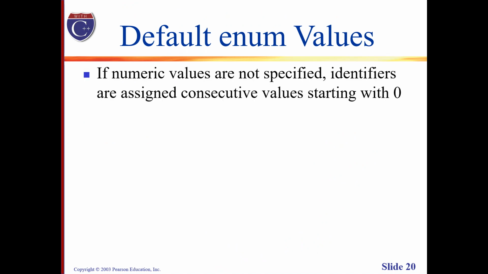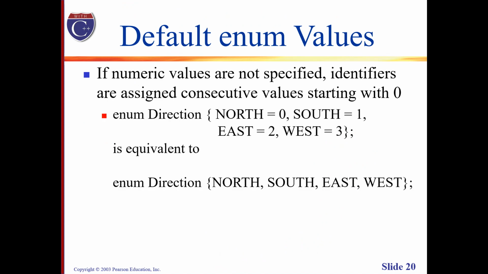We also have default enumerated values. In this case, if numeric values are not specified, identifiers are assigned consecutive values starting with 0. Here's an example. Let's say we can declare this enumeration type as such. But if we write it this way, then by default, these constants will be assigned values of 0 up to whatever is the last element in this enumeration type, which in this case, we have 4. Therefore, it will be numbered as 0, 1, 2, 3.